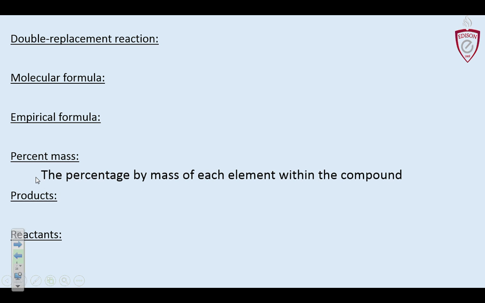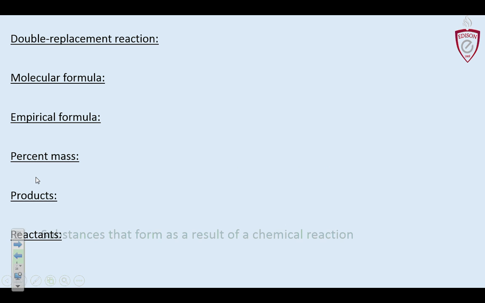Percent mass. Pretty basic. It's the percent by mass of each element within the compound. So I can add up the mass of the whole compound and figure out what percentage of it is oxygen, what percentage of it is nitrogen, that kind of thing. The purpose of doing this is in service of figuring out what the molecule's formula was. So the empirical formula, molecular formula, and percent mass are all related. We're going to use them together a lot. We need to know percent mass so that we can do the others. Exactly. Very good.